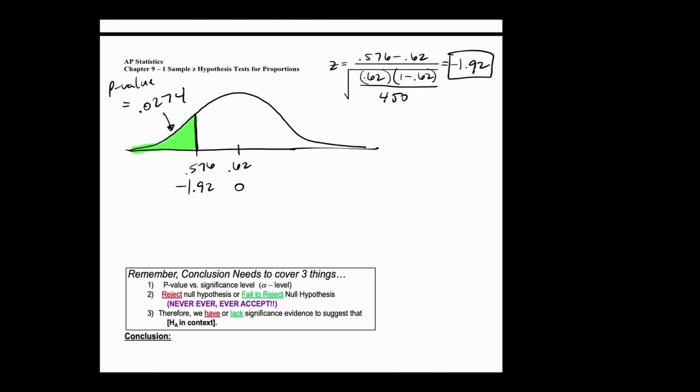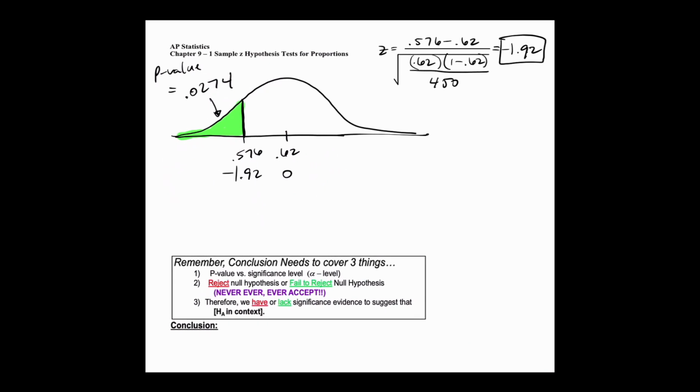Conclusion. The conclusion needs 3 things. First thing, I need to compare what p-value I got versus the significance level that I set at the beginning. Is it bigger? Is it smaller? Compare the two. That's the first thing I need to do. Based on that, I either have to reject or fail to reject. Never, ever, ever accept. And then we put, therefore, we either have or we lack significant evidence to suggest that.